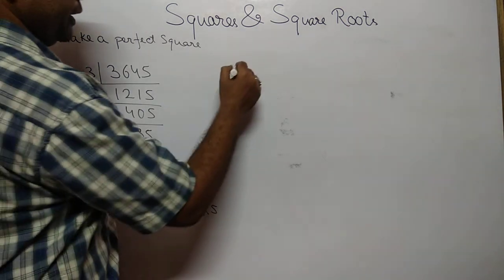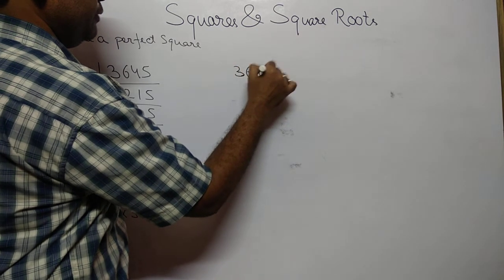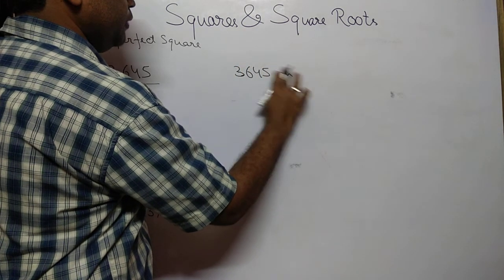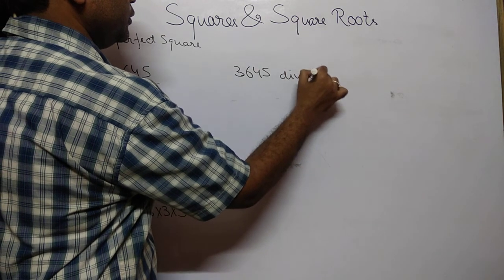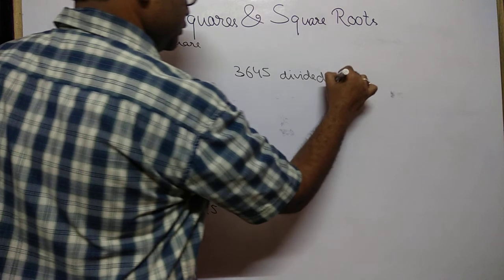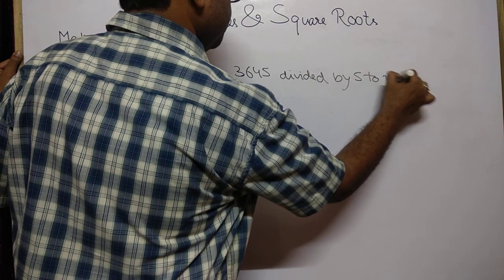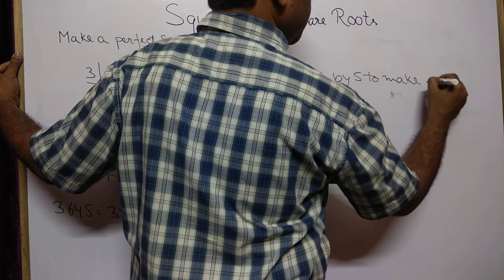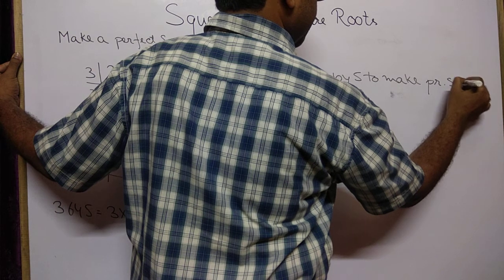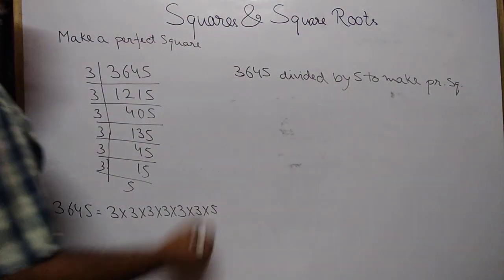So we can write down 3645 divided by 5 to make a perfect square number. I am writing in short. Clear? Make perfect square. So what is the new number?